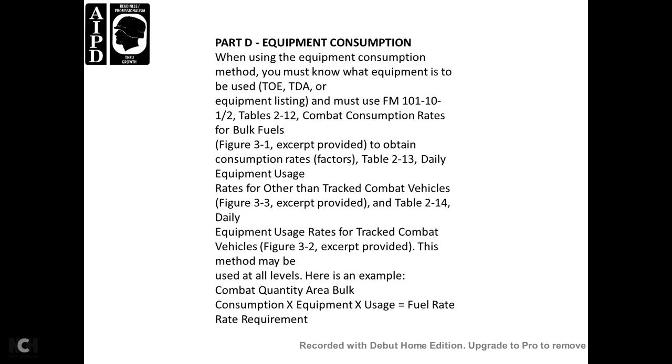Part D: The equipment consumption method. Use the TOE and the TDA of the equipment related to the method of Field Manual 101-10-1/2, Table 2.12 of the combat consumption rate of bulk fuel, and Figure 3.1, which the experts provide, to obtain the consumption rate factors. Table 2.13 gives the daily equipment usage rate for other than track combat vehicles, Figure 3.3. Table 2.14 gives the daily equipment usage rate for track combat vehicles, Figure 3.2, which the experts provide. This method is allowed to be used at all levels. Here's an example: the combat quantity area, the bulk consumption times the equipment times usage equals the fuel rate requirement.